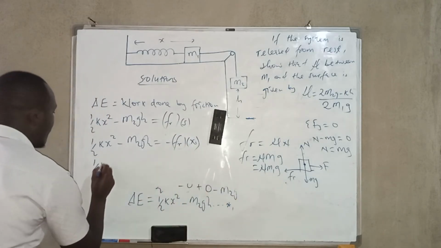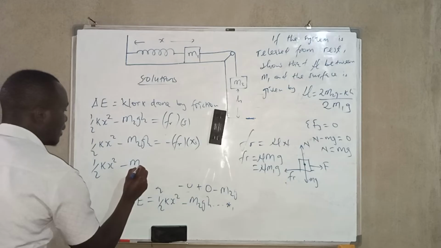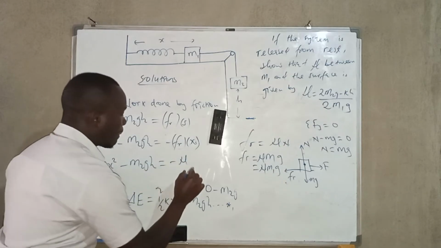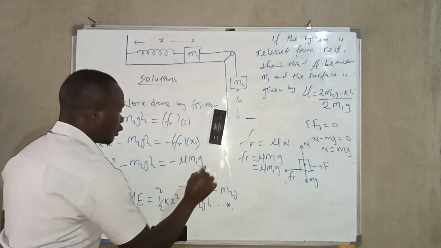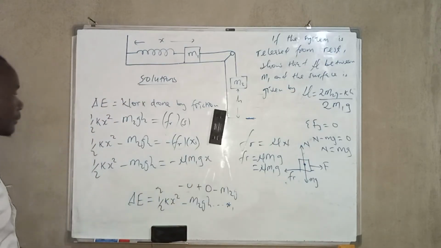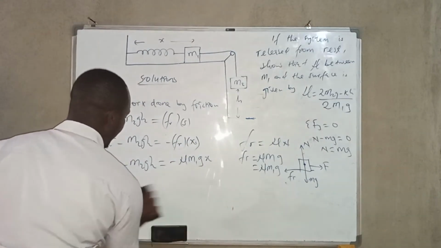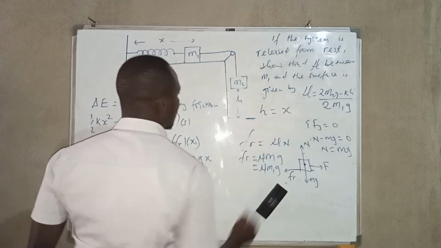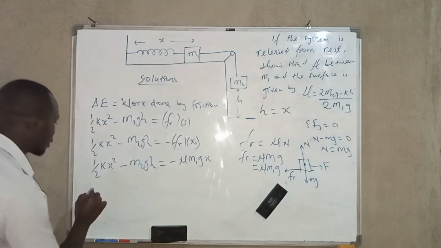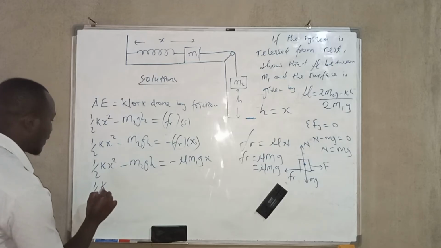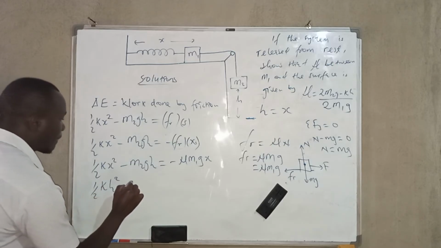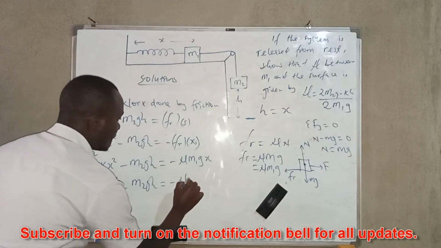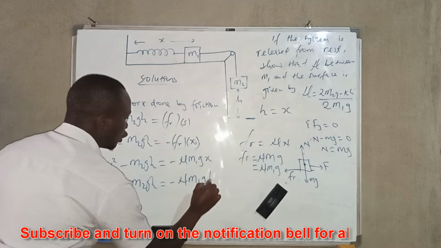Plugging this in, we have half kx squared minus m2gh, which will give us negative mu m1gx. But we know that h is equal to x, so where there is x, we are going to replace it by h. So we have half kh squared minus m2gh is equal to negative mu m1gh.